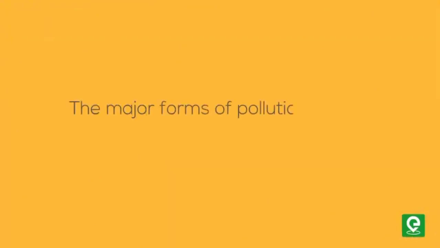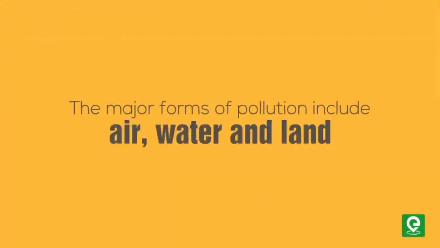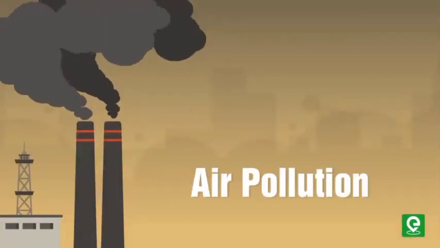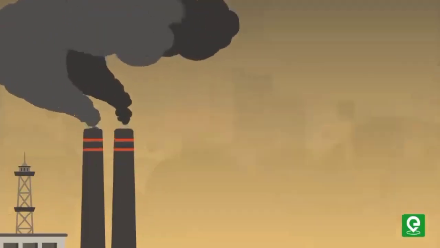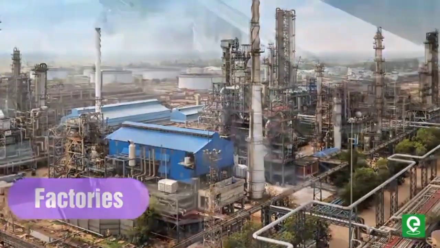The major forms of pollution include air, water, and land. Let's start with air pollution. It is the most prevalent and dangerous form of pollution and is caused mainly due to chimneys, factories, and vehicles. Six common air pollutants.